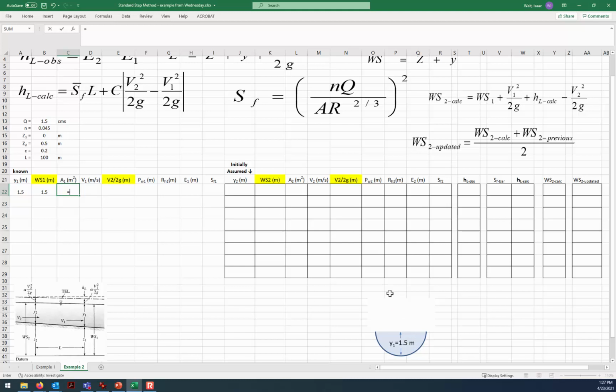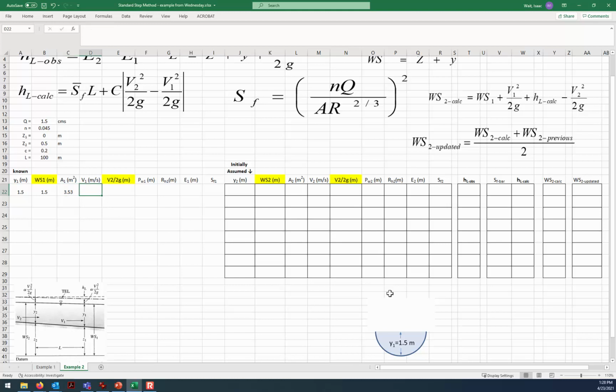Let's see if it's pi r squared. But that would be for a full circle, pi r squared. Am I in the wrong cell? No, yeah, that was in the cell for area. Okay, pi r squared divided by 2. Okay, so that's the area of a half circle where the radius is 1.5 meters.